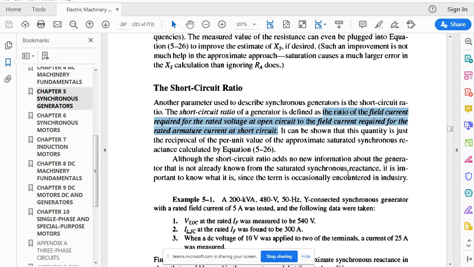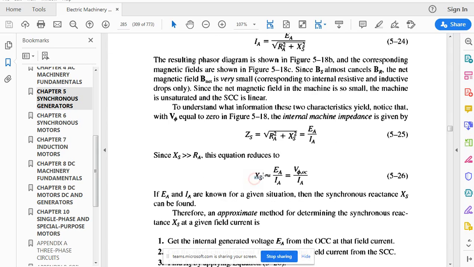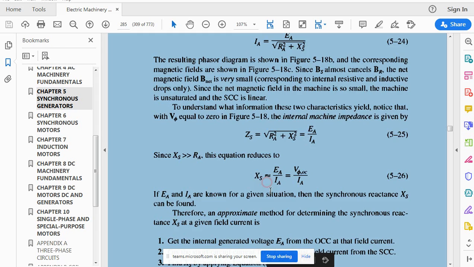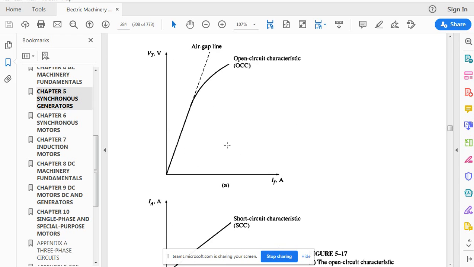Whenever you want to find the per unit value, you divide the actual reactance, which is XS, by the base value of the reactance of the machine, or actually Z. So when you are dividing by that value, you are actually dividing this EA by the same value, on the graph which you have seen. This was EA and this was IF.